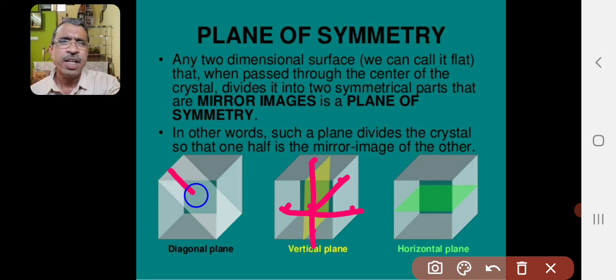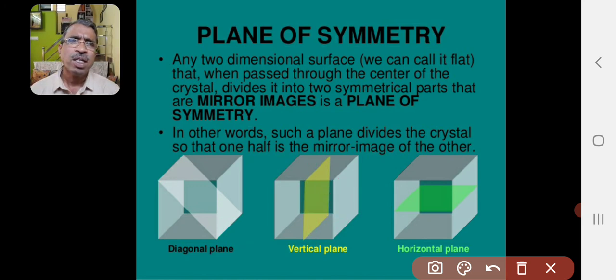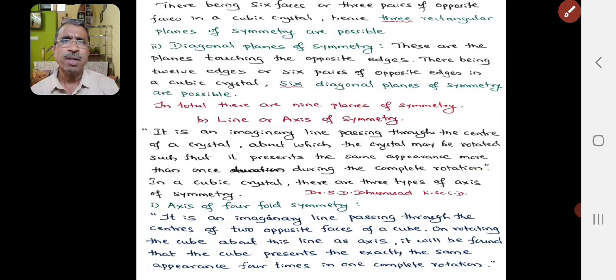Now in the case of diagonal planes, how many edges are there? There are 12 edges, so you have the 6 diagonal planes of symmetry possible. In total, we have 9 planes of symmetry. That's what is said. There being 6 faces or 3 pairs of opposite faces in a cubic crystal, we have a total of 9 planes of symmetry.